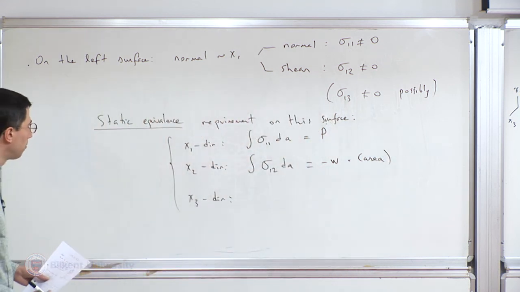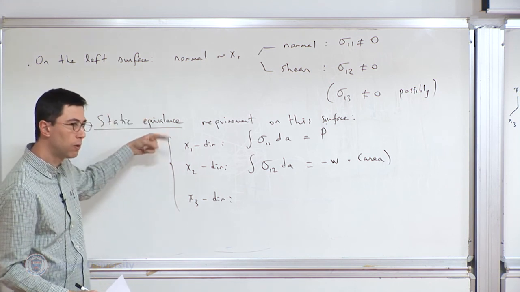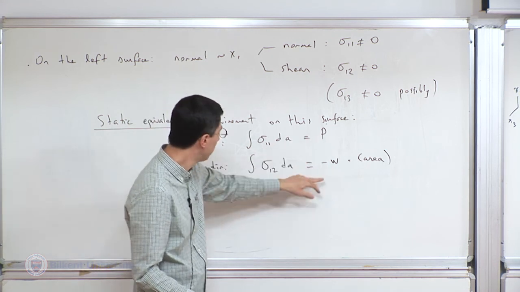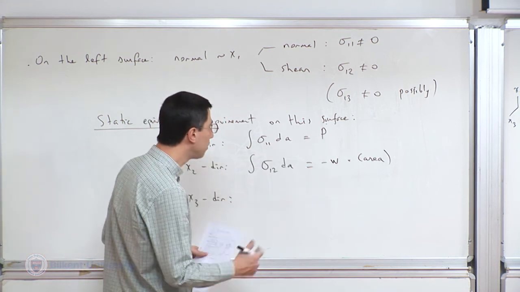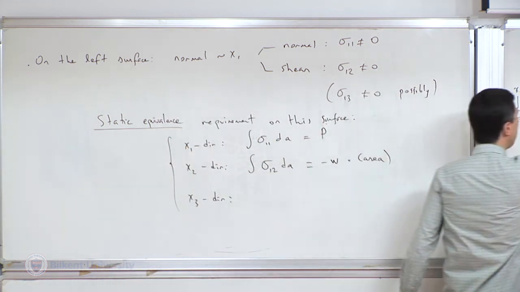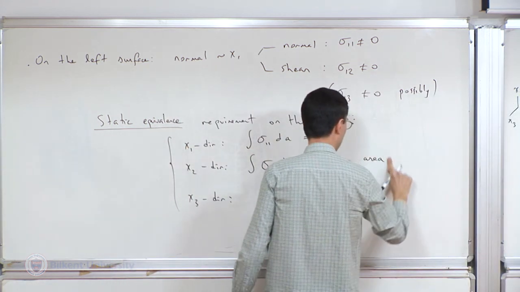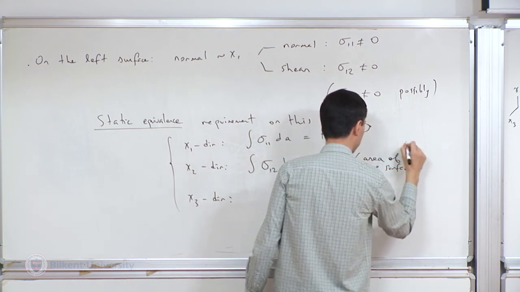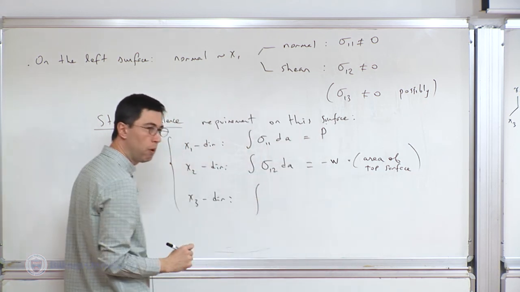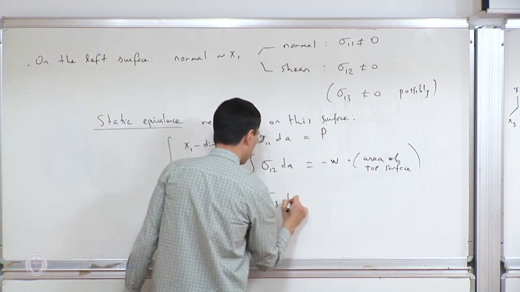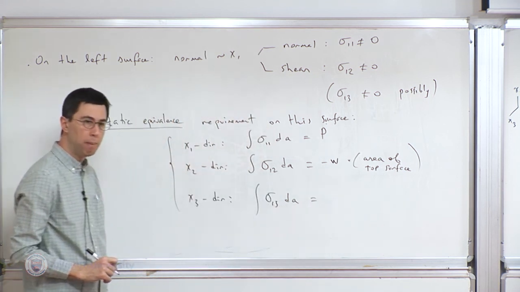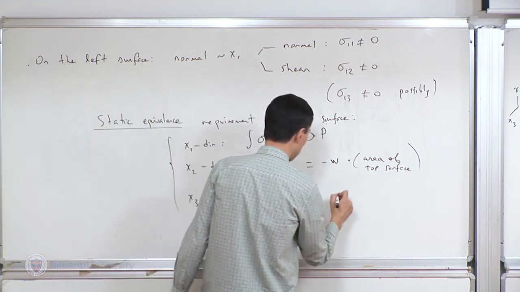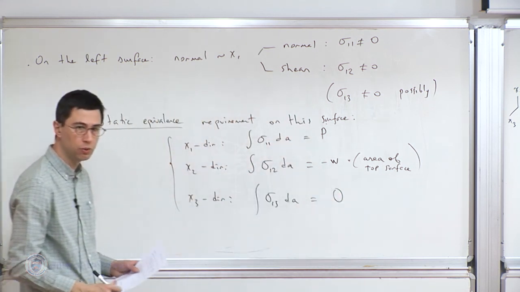Okay. I'm not looking for equilibrium, right? I'm looking for equivalence, static equivalence. Okay, so the signs are the same always. So minus W times the area, assuming W is a constant. The area is the area of the top surface. So let's make that clear. Area of top surface. And sigma 1, 3 is possibly non-zero. But there is no net force in the third direction. And so even if it's non-zero, when I integrate, it should integrate to 0 for sure.